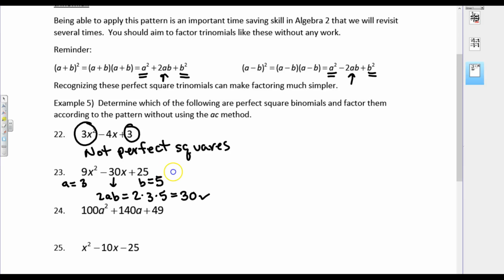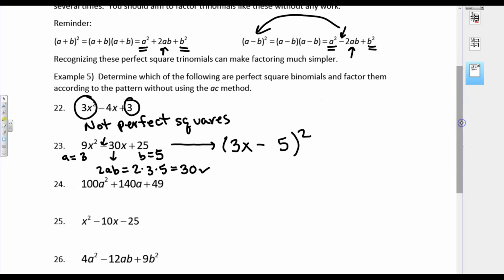And so I'm going to factor this guy. He's going to be a squared, or a, and then something to do with b, which is just 5. And my question is, is this supposed to be a plus or a minus? Well, looking here, I've got a minus sign right there. When I've got a minus sign right there, it's going to be a subtraction problem. So it's 3x minus 5 squared. Let's look at the next one.